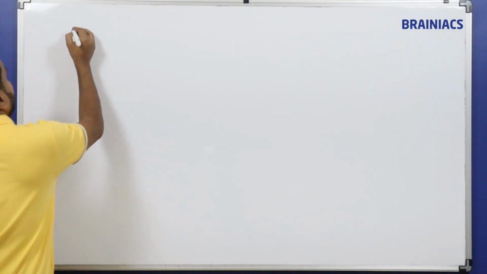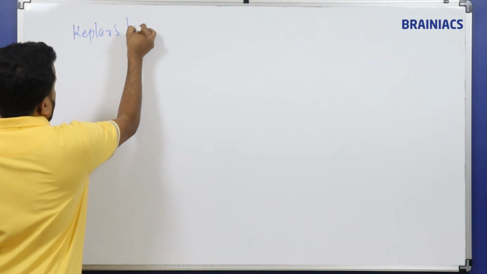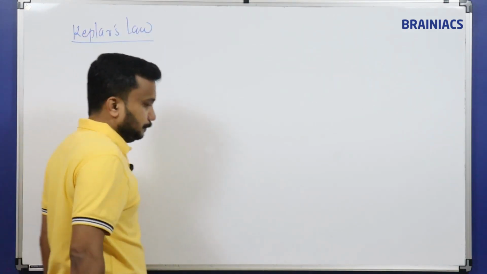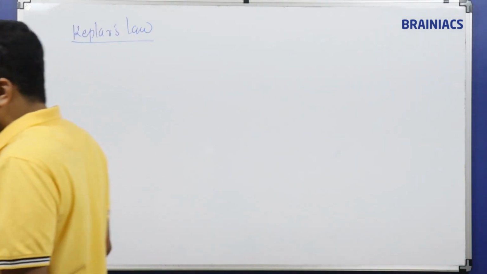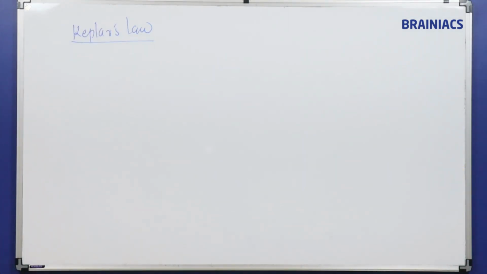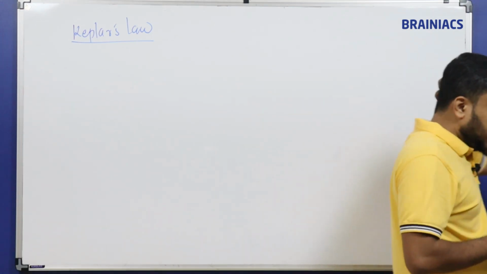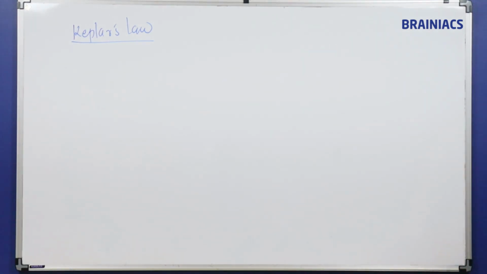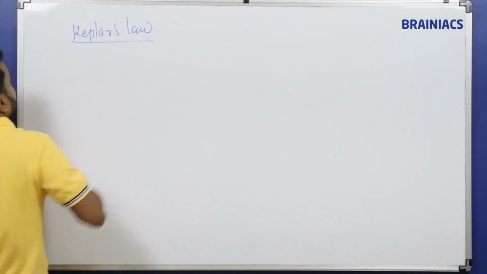We are going to start the next topic, Kepler's law, the last topic in this chapter. There are three laws related to Kepler's theory, and we have to know various information about the laws and a little bit of mathematics related to ellipse and circle. So let's start with Kepler's law.